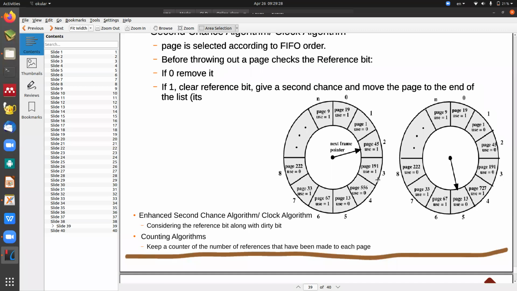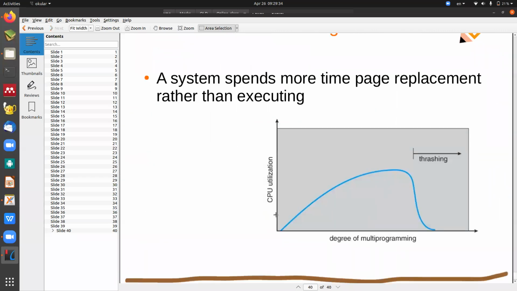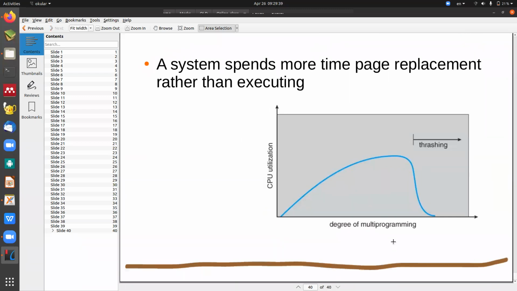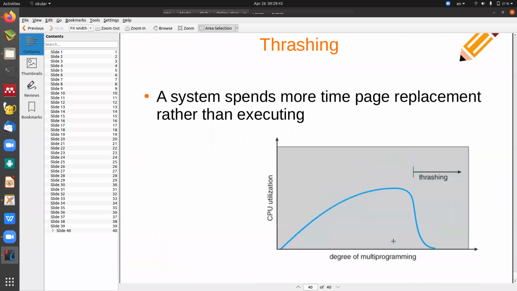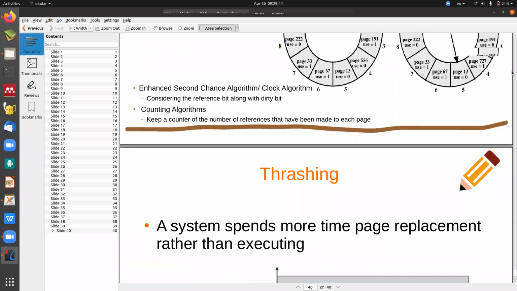Then this is thrashing. As the degree of multiprogramming increases, up to a certain extent the CPU utilization is high, but after that it goes down. Sir, is segmentation with paging still used? Yes, it is used.